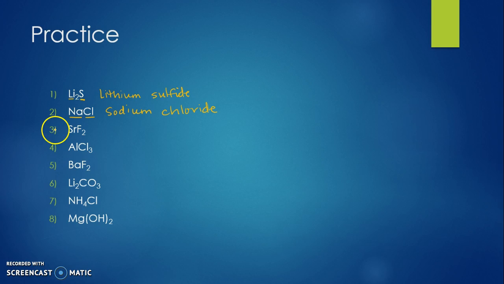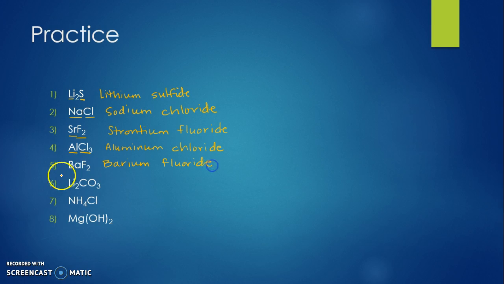I want you to pause and try 3, 4, and 5, and then come back and check your answers. For number 3, we have strontium, which is a metal. It's in group 2, and fluorine, which would be fluoride. When you spell this, make sure you spell it as fluor and not flour. F-L-O-U is not correct. F-L-U-O is correct. The next one, we have aluminum chloride. And for the last one, you should have had barium fluoride.